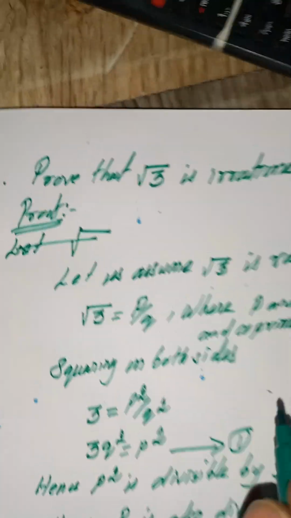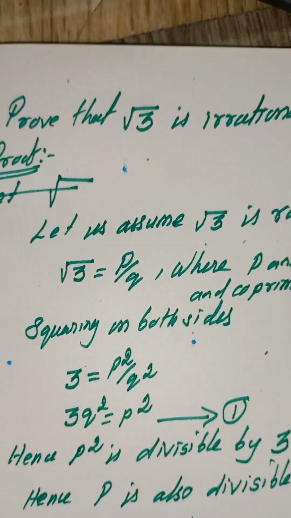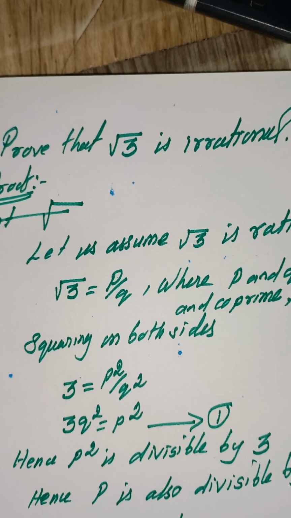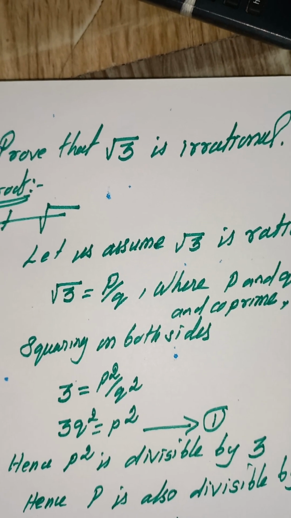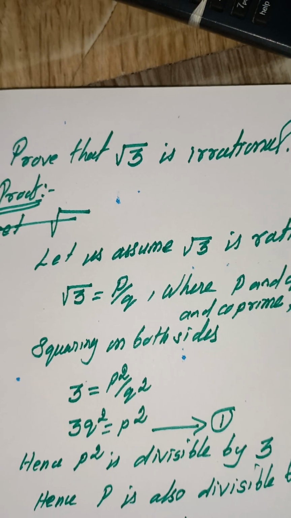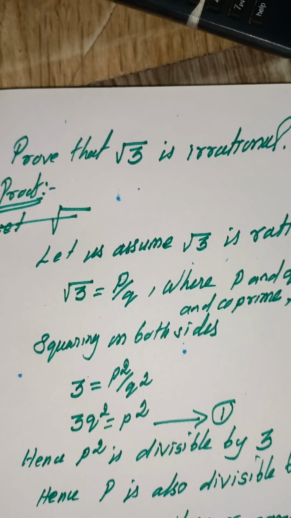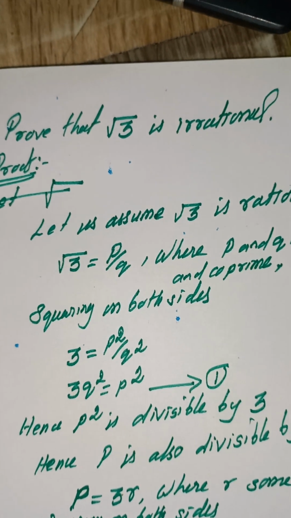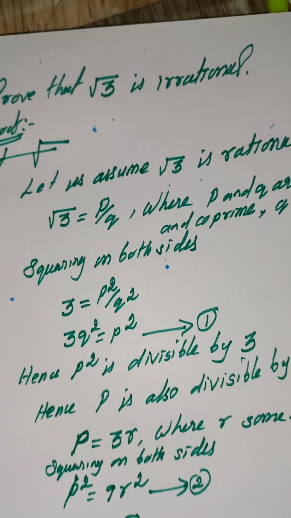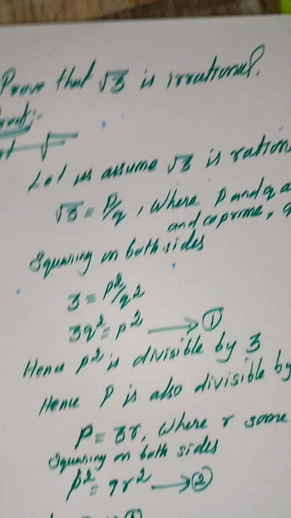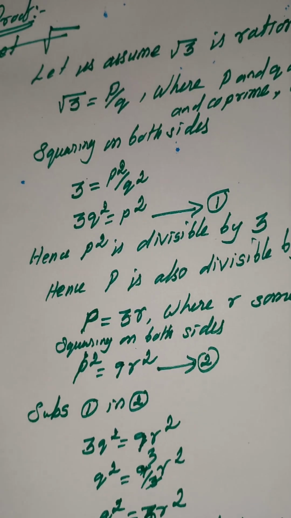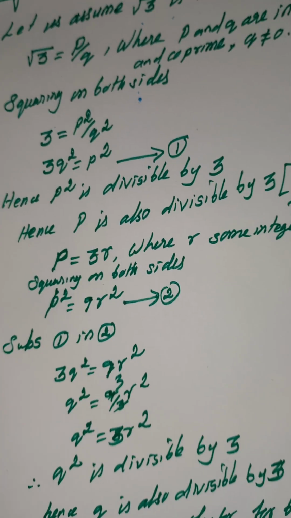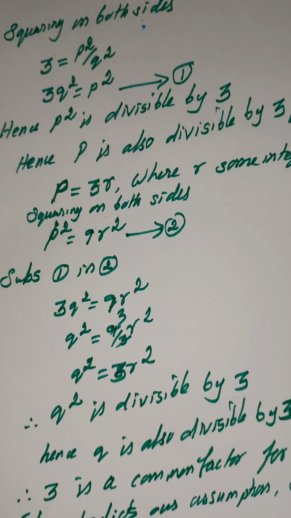See once again. They are asking to prove root 3 is irrational. For that we have to prove it is irrational, but we don't know which is irrational. We have only the definition for rational. So we have to assume the given number as rational. Then we prove whether it is rational or not. Here we try to prove it is rational, but it contradicts our assumption, because 3 is a common factor for both p and q, so it is not co-prime. Therefore our assumption is wrong, so it is irrational.